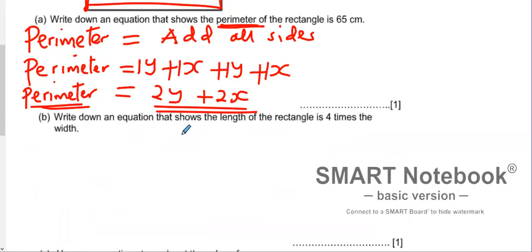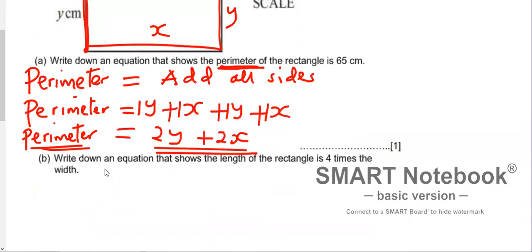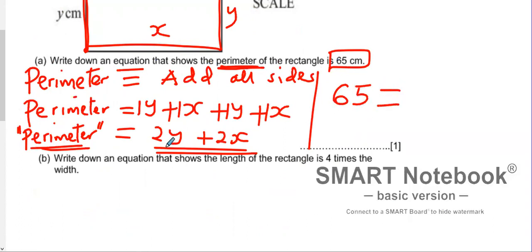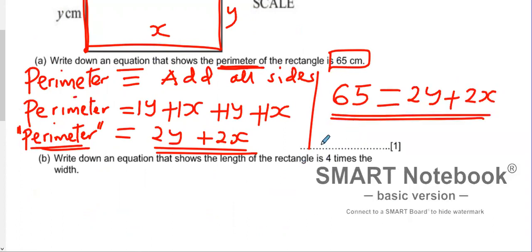Okay, now write down an equation that shows the perimeter of the rectangle is 65. All right, so let us complete. The perimeter is 65. So we are going to write perimeter, which is 65, will therefore be equal to 2y plus 2x. This is the equation, which you write here. 2y plus 2x equals 65. This is your equation.